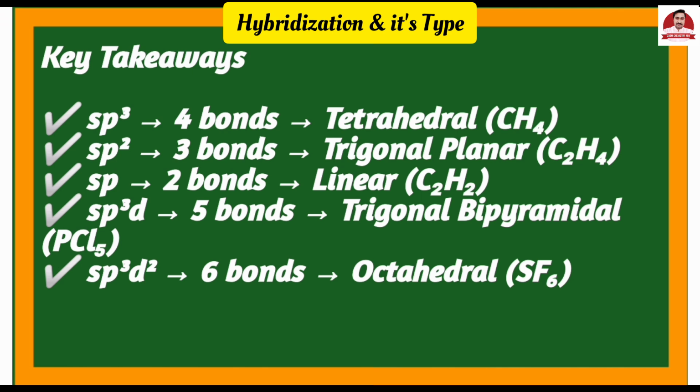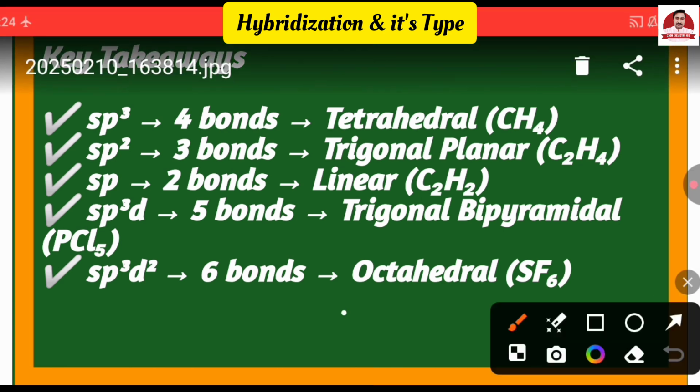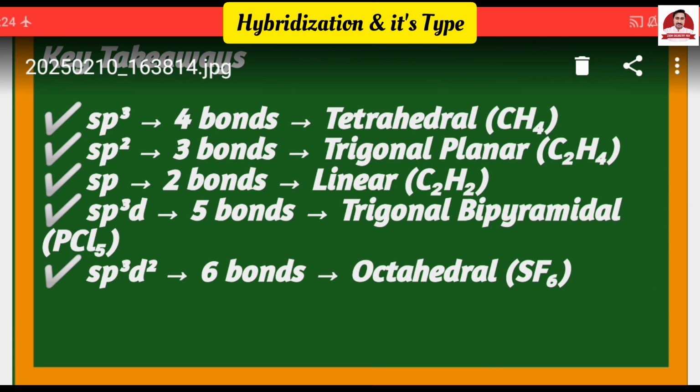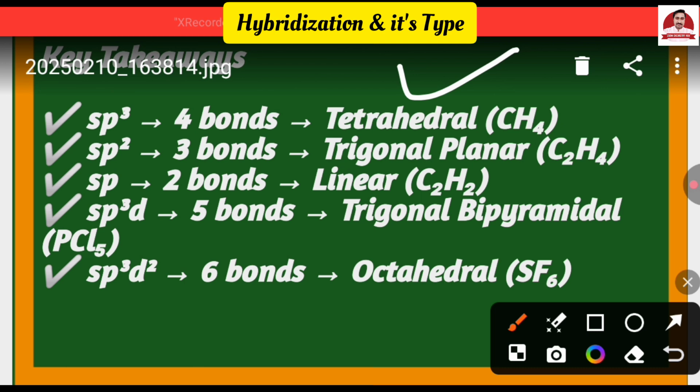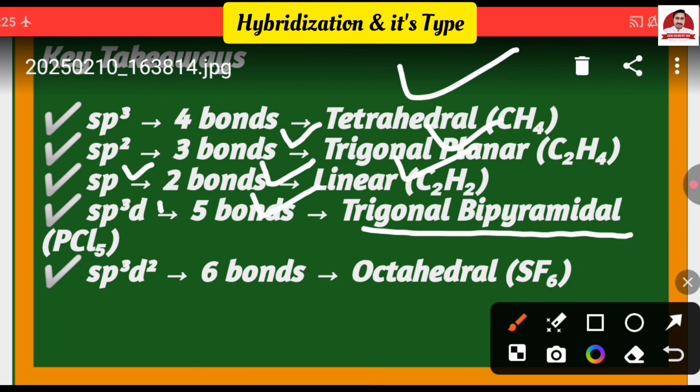Now we review all these. That is the key takeaway. sp3 hybridization has 4 sigma bonds, and its structure is tetrahedral. sp2 has 3 sigma bonds, structure is trigonal planar. sp has 2 bonds, structure is linear. sp3d has 5 bonds, with a trigonal bipyramidal structure, that is PCl5, and in sp3d2 hybridization 6 bonds are present and the structure is octahedral.